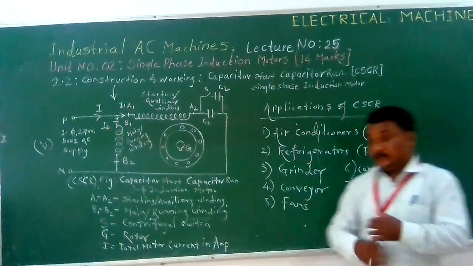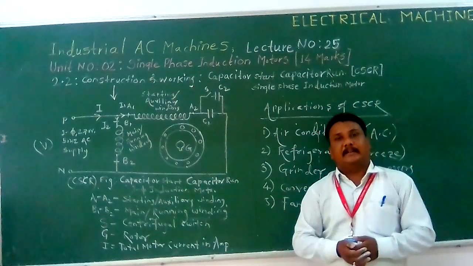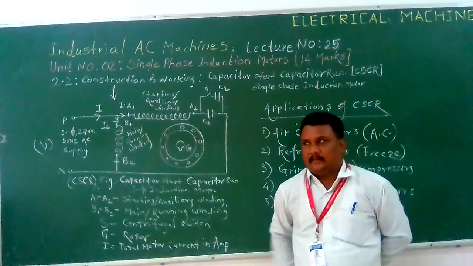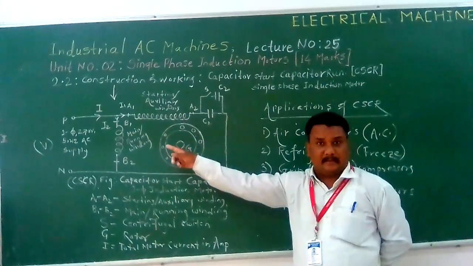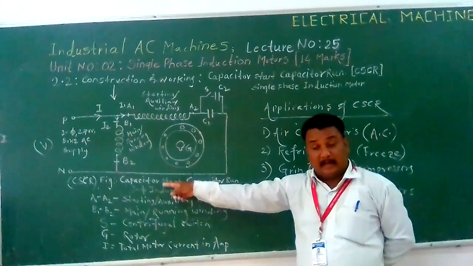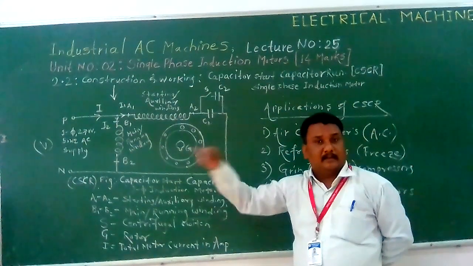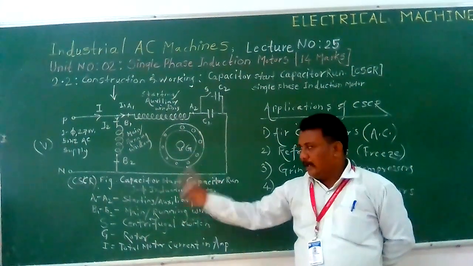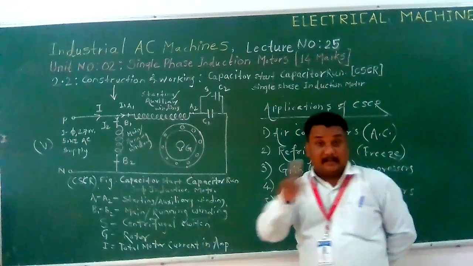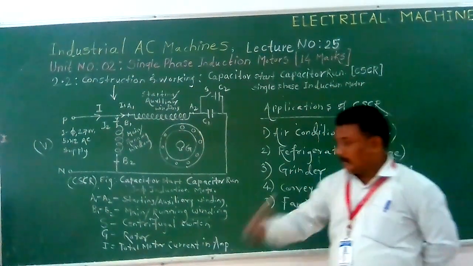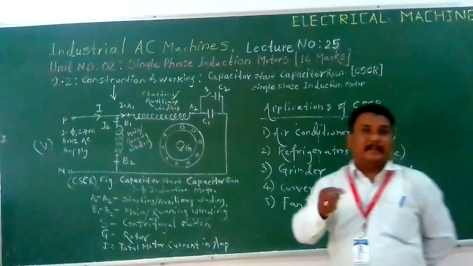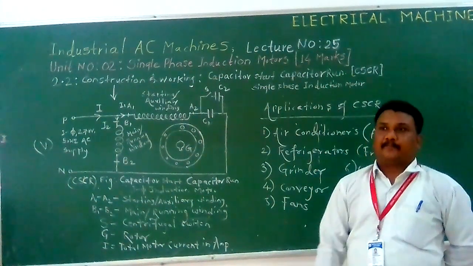So in the capacitor start, capacitor run induction motor, we are seeing firstly its construction. Construction is clear. It's a circuit diagram, and below this circuit diagram, the figure name should compulsorily be written. Then the different terminology: A1, A2, B1, B2. Then S, G, I, C1, C2. All these terminals and terminology must be written below the circuit diagram.